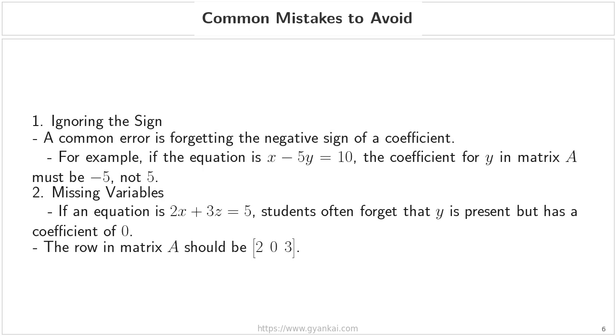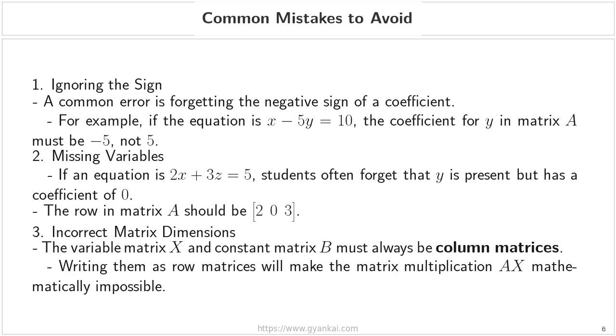Second, keep an eye out for missing variables. Sometimes an equation might skip a letter, like in the case of 2x plus 3z equals 5. In this scenario, students often forget that y is still part of the system. You must remember that y is present, but its coefficient is 0. Therefore, your row in matrix A should be written as a 2, 0, and 3.